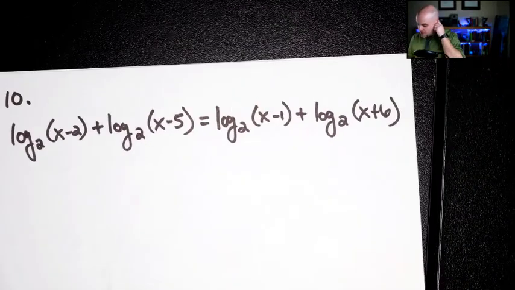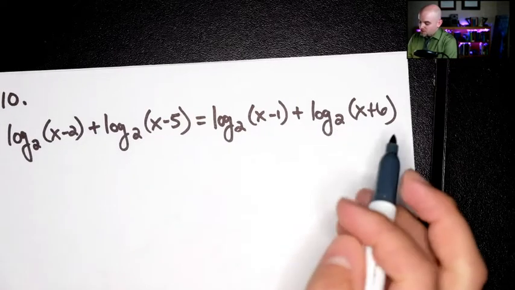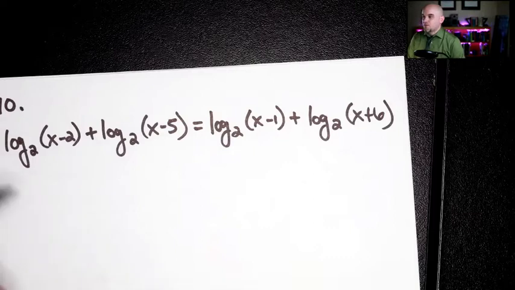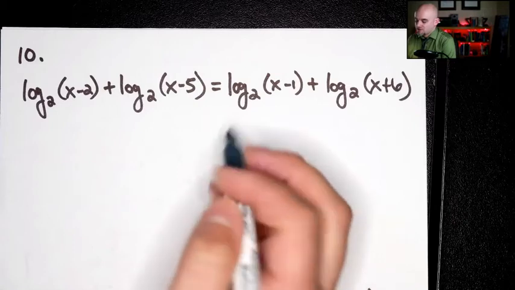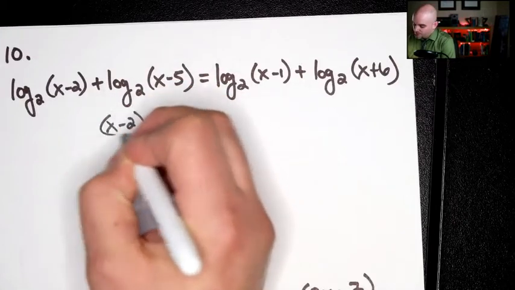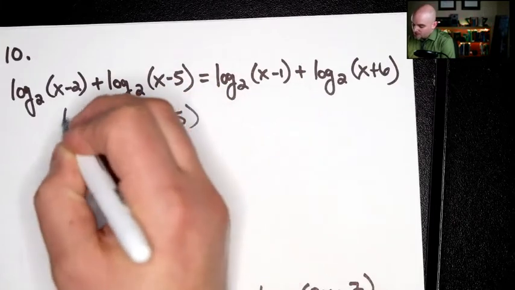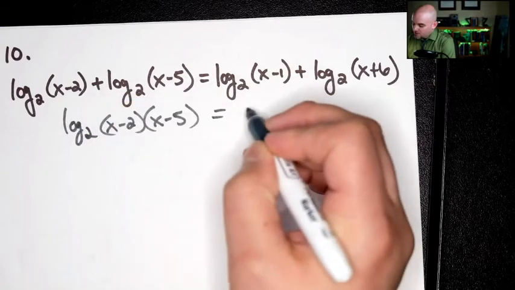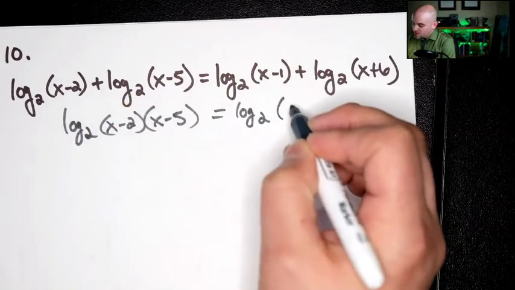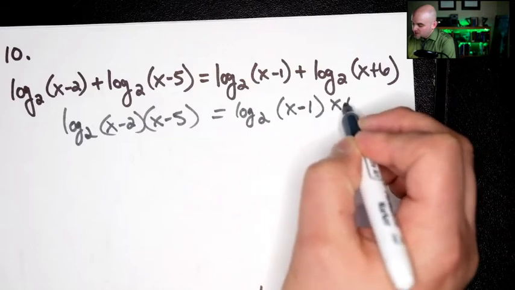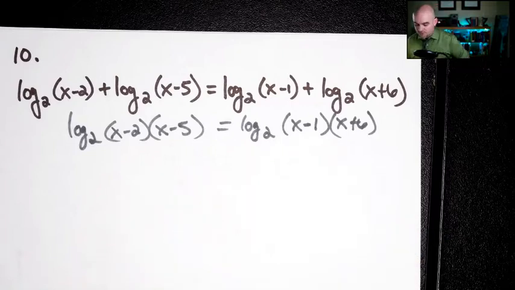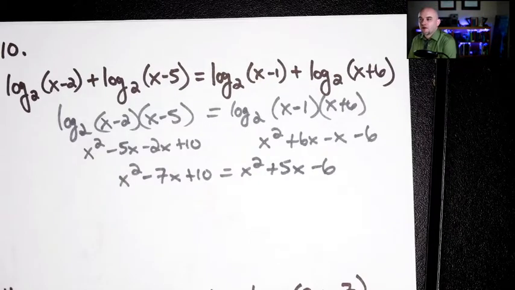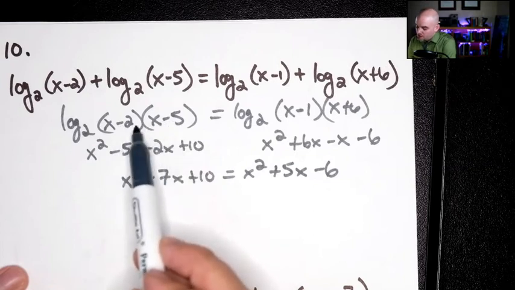So number 10, once again, we have to combine some logs here to get this going. I'm going to say everything's in base 2. It's always good to check and make sure we have the same base, no tricks or anything like that. And so I'm going to say log base 2 of x minus 2 times x minus 5 is equal to log base 2 of x minus 1 times x plus 6. To save you some time, I'm going to pause the video and just FOIL this out. So bam, there it is. That's it foiled out. And all I'm doing is just multiplying these out.